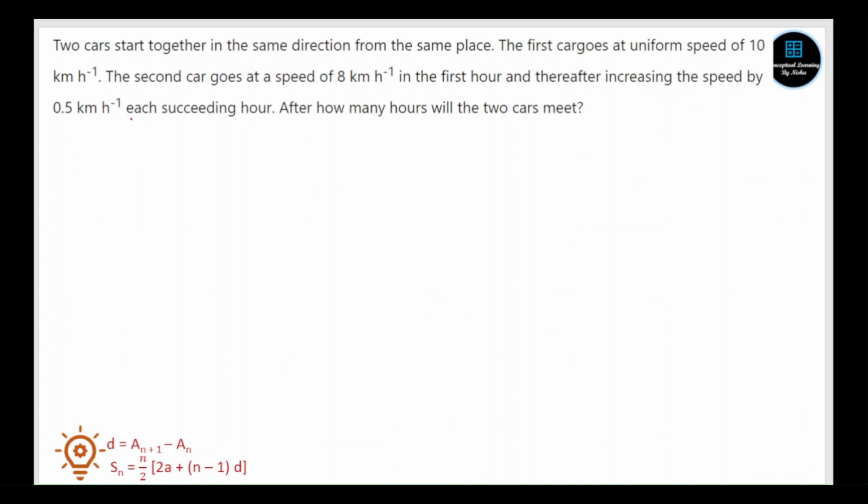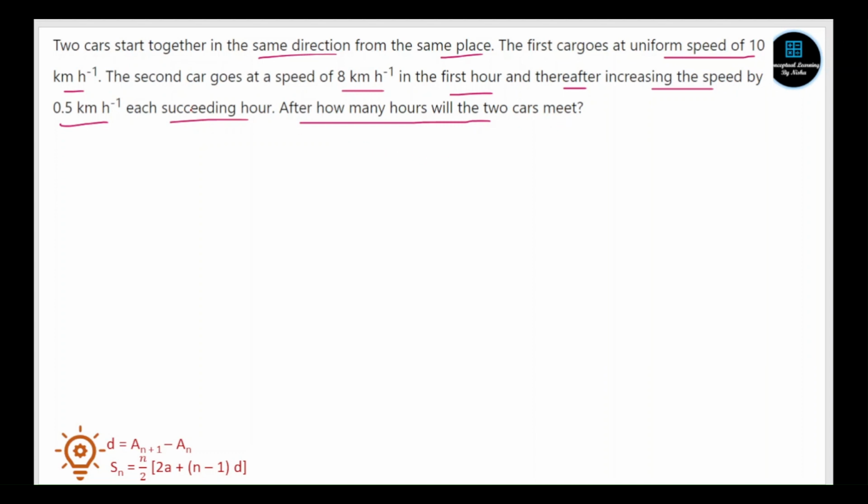Alright. Now a very interesting question. Two cars start together in the same direction from the same place. The first car goes at a uniform speed of 10 km per hour. The second car goes at a speed of 18 km per hour in the first hour, thereafter increasing the speed by 0.5 km per hour each succeeding hour. After how many hours will the two cars meet?